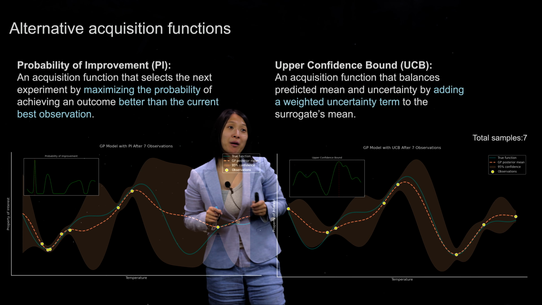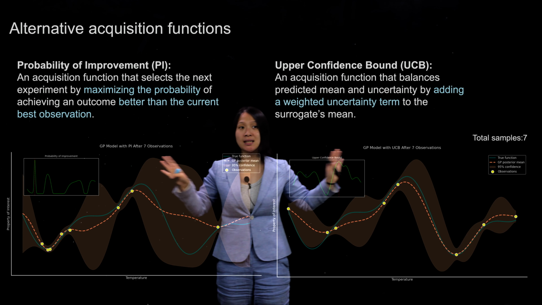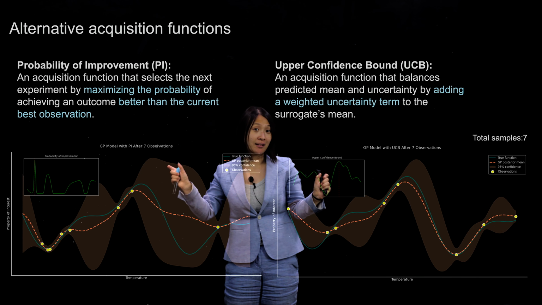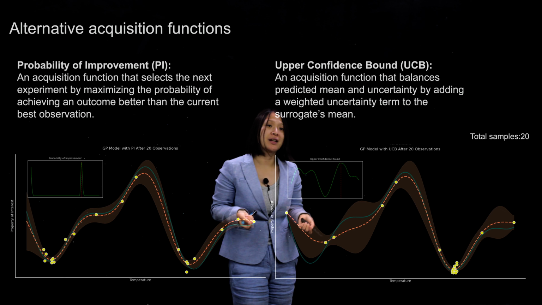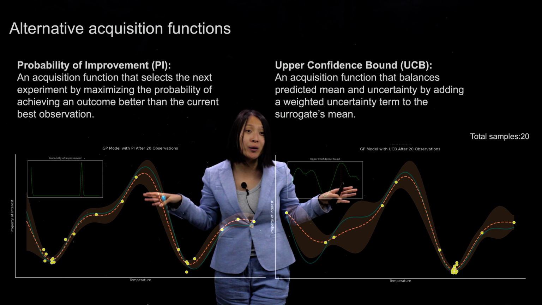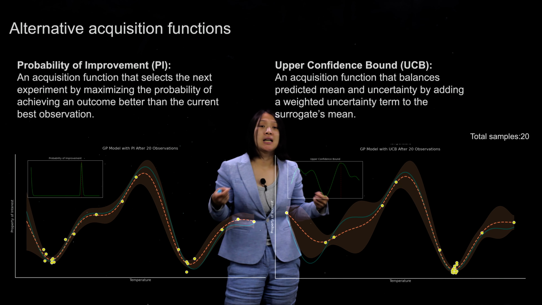Similarly, upper confidence bound is another popular acquisition function. This allows us to balance the predicted mean and uncertainty by adding a weighted uncertainty term to our surrogate mean. In this case, when we are sampling 7 data points, different acquisition functions lead to slightly different sampled points, and this becomes more obvious after 20 observations. Both acquisition functions shown on screen get closer to the true function we are interested in.